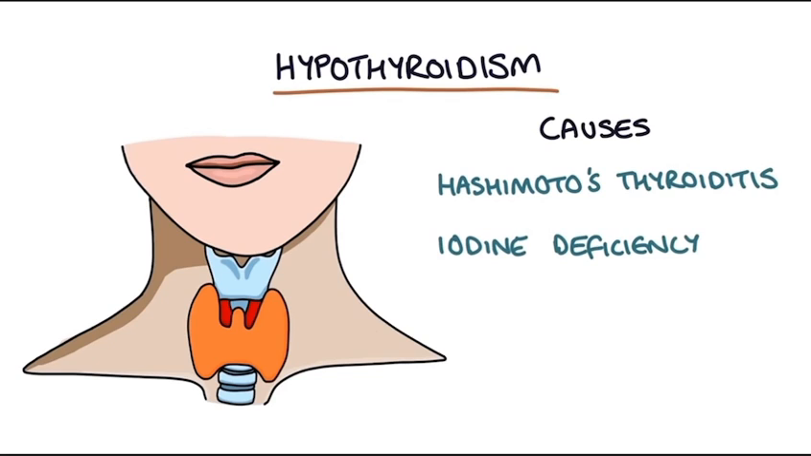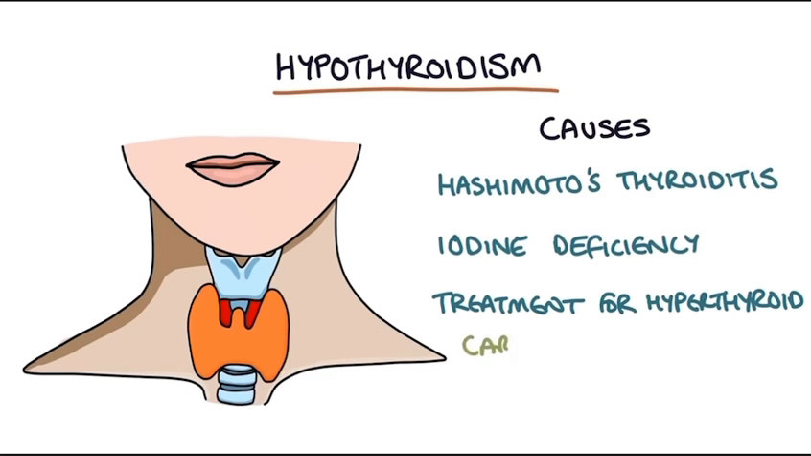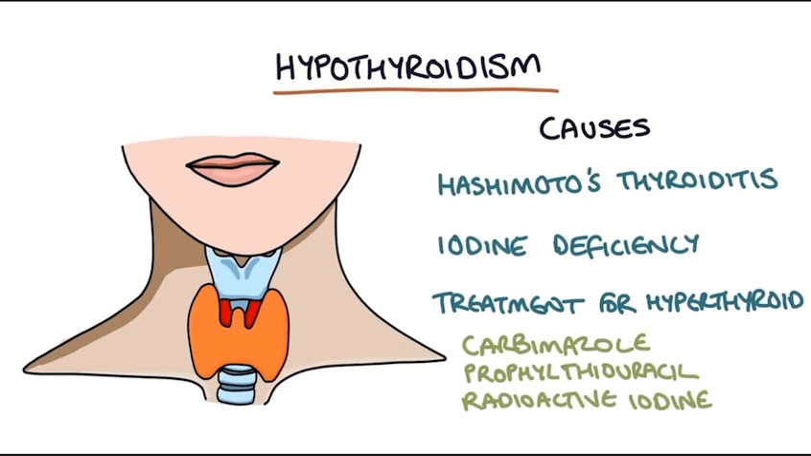Hypothyroidism can also occur as a result of treatment for hyperthyroidism. So all the treatments for hyperthyroidism have the potential to overshoot and cause hypothyroidism. So these are treatments like carbimazole, propylthiouracil, radioactive iodine, and of course thyroid surgery.